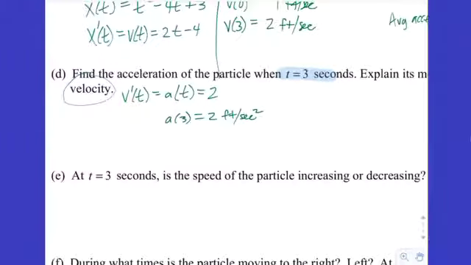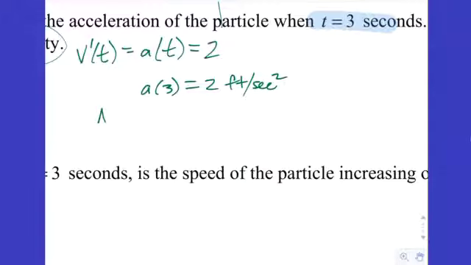Explain its meaning in terms of the particle's velocity. Okay, that's interesting. So instead of just saying at t equals 3 seconds, the particle's acceleration is 2 feet per second squared, I need to get the word velocity in there. So remember, the acceleration is also the rate of change of velocity. So was the velocity increasing or decreasing? Increasing, because that's a positive number.